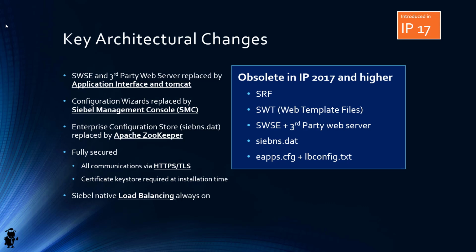The most prominent and widely discussed change is the replacement of the proprietary siebns.dat file, the enterprise configuration store managed by the gateway name server. And this is replaced by the open source Apache Zookeeper. The gateway name server still exists to wrap around Zookeeper to manage it and communicate with it. So anything that you stored in Siebel in previous versions is now in a Zookeeper instance, including the web server SWSE configuration files, eapps.cfg, and lbconfig.